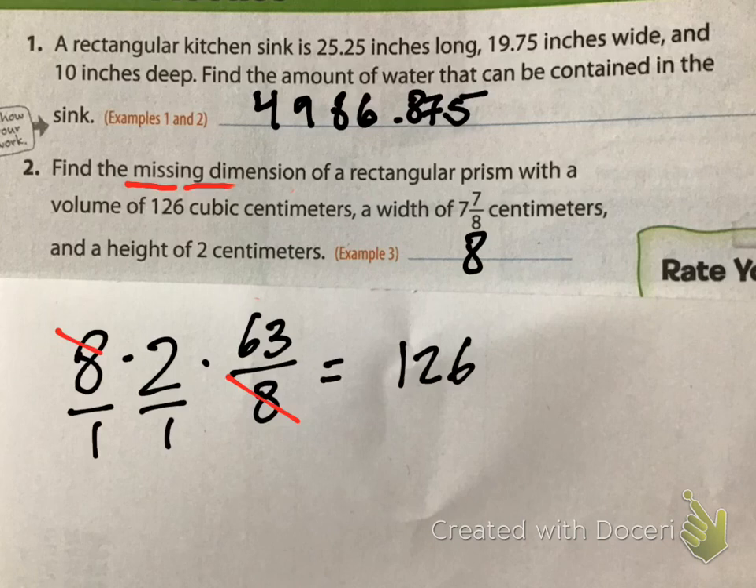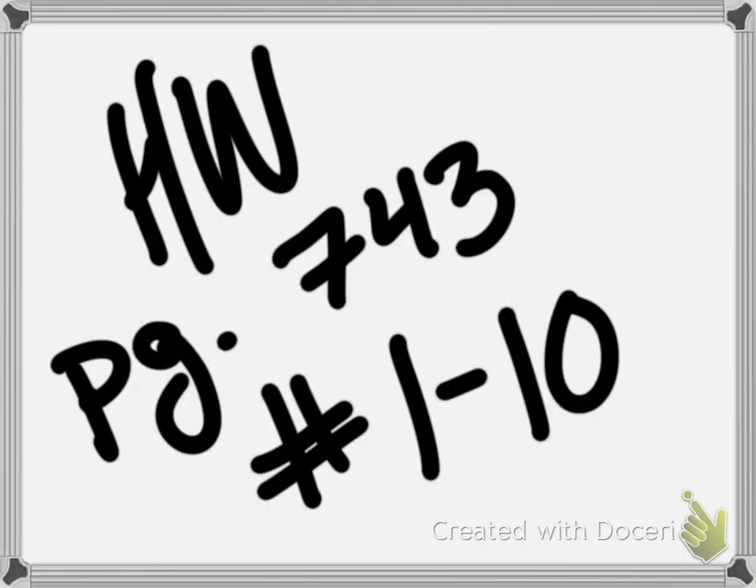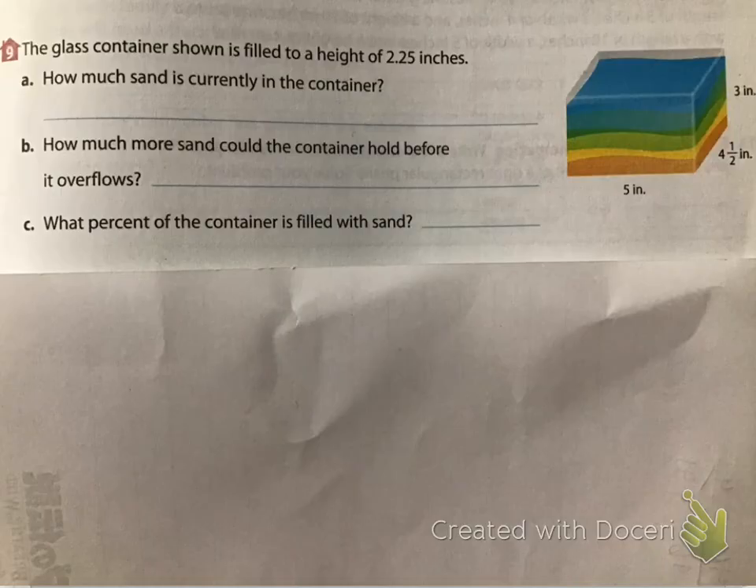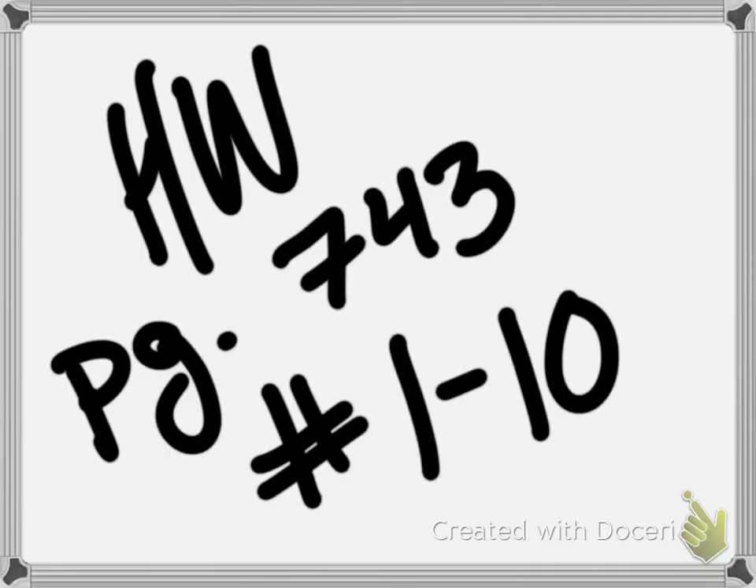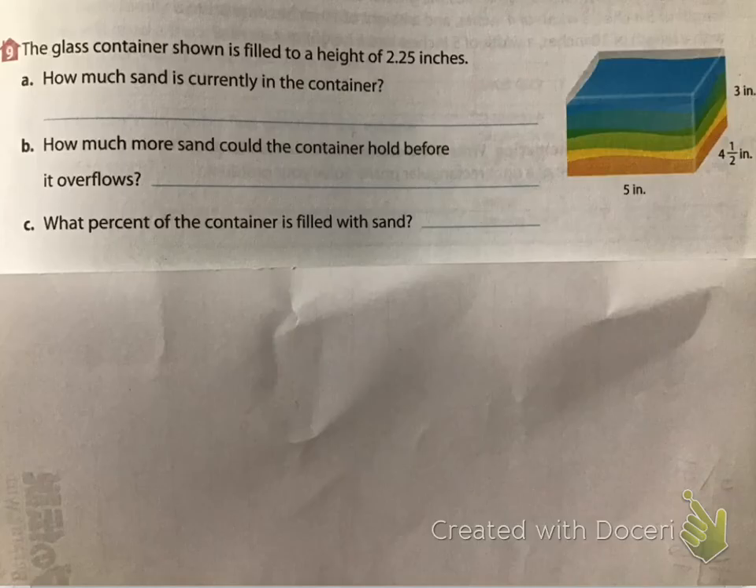Yes, it is. So we checked our math, and we know it's correct. Your homework is page 743, numbers 1 through 10. Now, I don't want you to do number 9. So, no number 9. We're going to do number 9 together as a class.